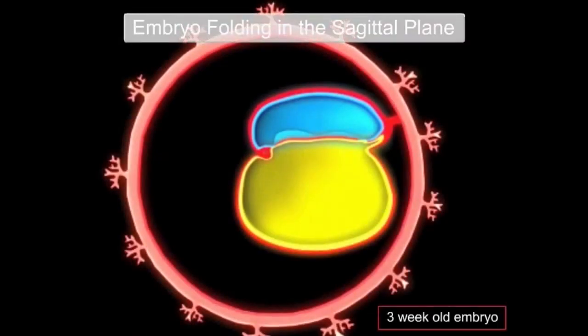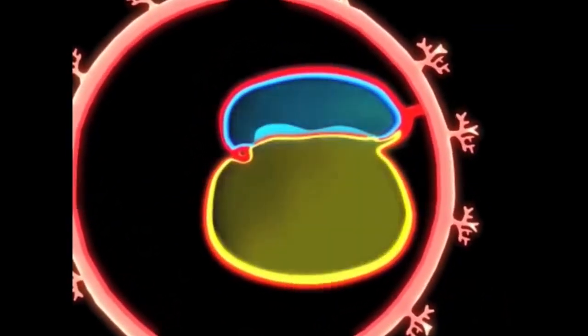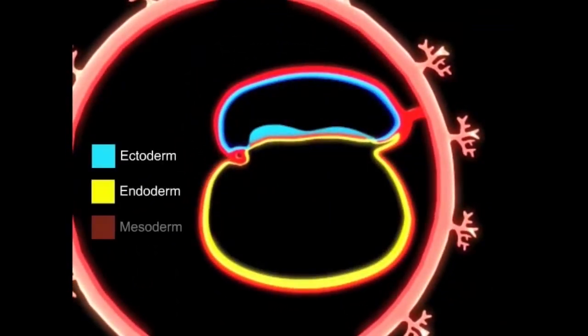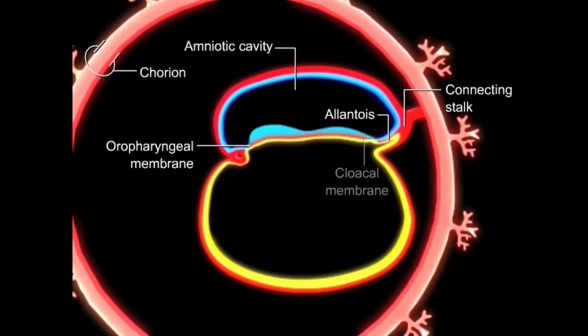Gastrointestinal tract. Formation of the gut tube begins with folding of the primordial embryo. For orientation, let us look at the embryo as it folds in the longitudinal or sagittal plane during the 4th week. Observe the amniotic cavity, umbilical vesicle, oropharyngeal membrane, and cloacal membrane.